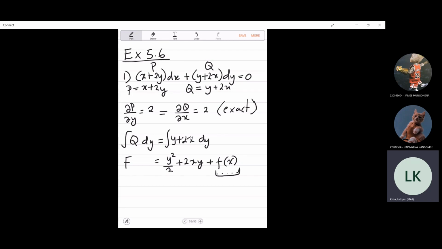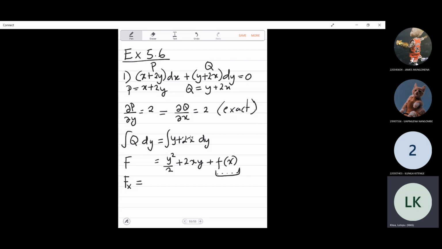Okay, and then now we find f(x). So we differentiate this function with respect to x. And when we do that, the derivative of this with respect to x is 0. The derivative of this with respect to x is 2y. And then the derivative of f of x is just f prime of x. And remember, this must be equal to p.